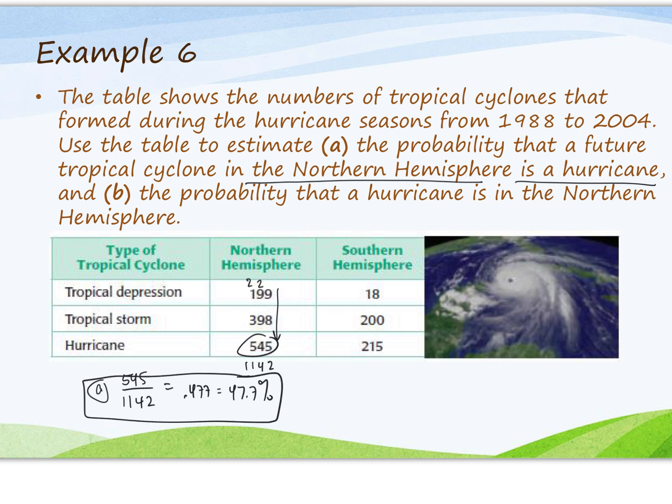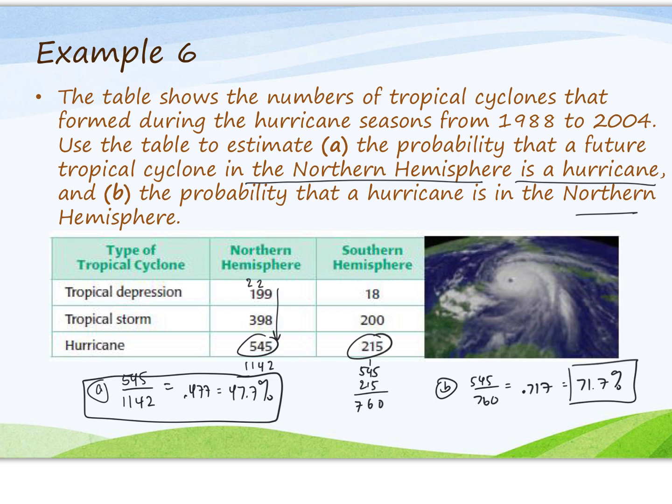The second question says the probability that a hurricane happens to be in the northern hemisphere. So here we're going to look at the totals of the 2 hurricane totals. So there's 545 in the northern hemisphere, there's 215 in the southern. So total hurricanes is 760. So the probability in B that it's in the northern hemisphere is going to be 545 out of 760 total hurricanes. 0.717 or 71.7%. And so the probability that a hurricane will be in the northern hemisphere is 71.7%.